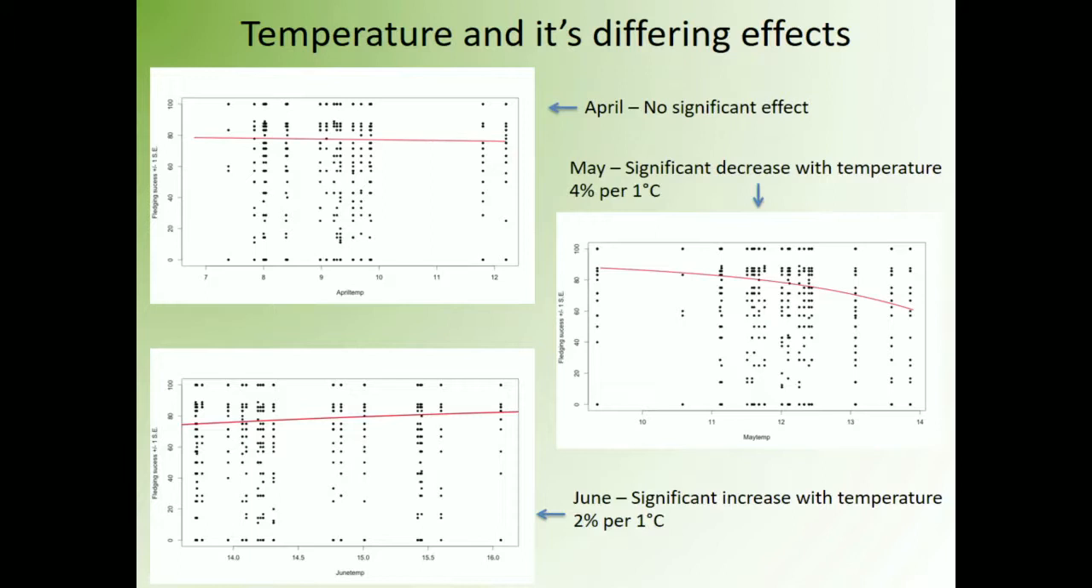Conversely, you've then got the opposite effect in June. So actually an increase in temperature increases breeding productivity. So it's potentially through incubation pressures being lifted. Or it could be about food availability.